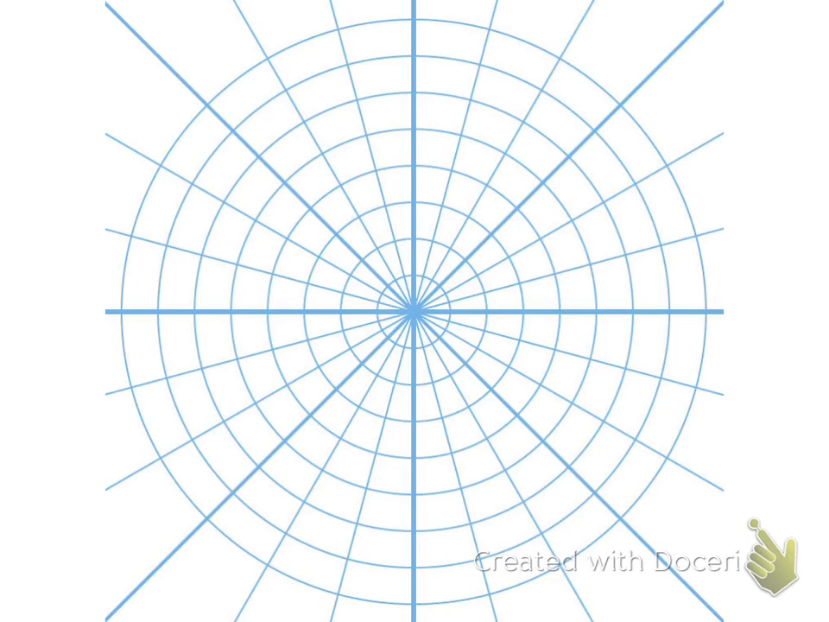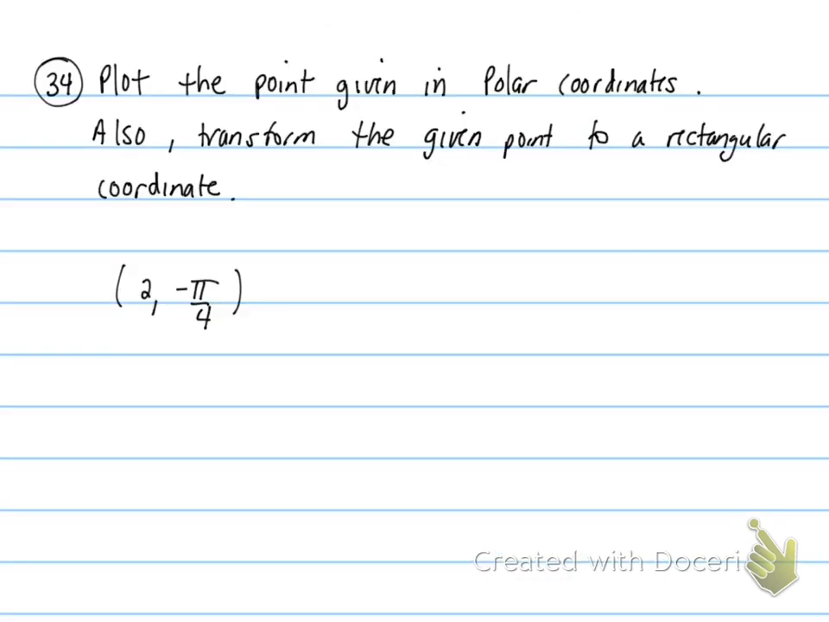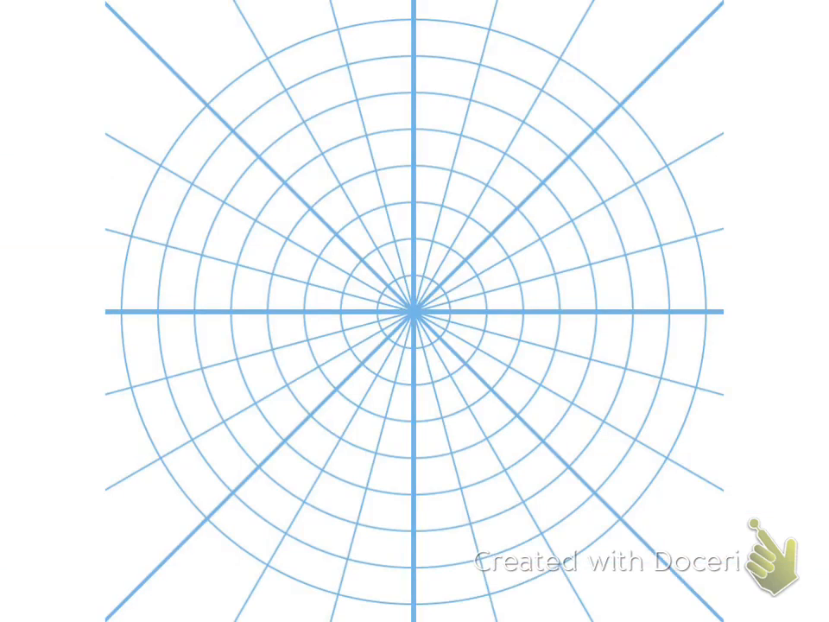All right, so I'm looking at my polar grid. And let me grab the point that we're given, which is the point 2, negative pi fourths. The first thing I always like to do when I'm trying to plot a polar coordinate is to recognize what quadrant my angle is going to be in. The first thing I notice is that I have a negative sign here, which is telling me that we're moving in the clockwise direction.